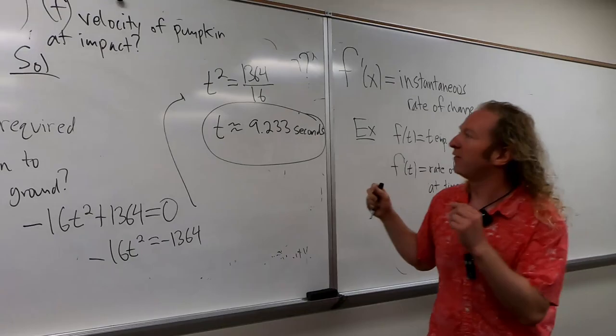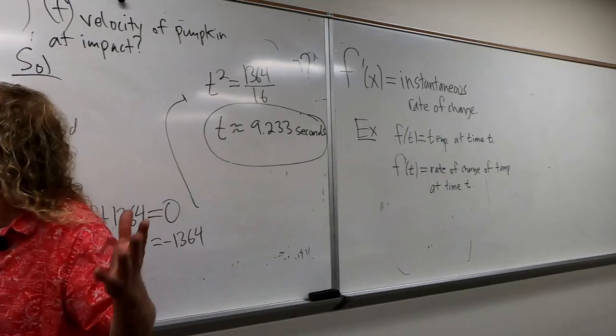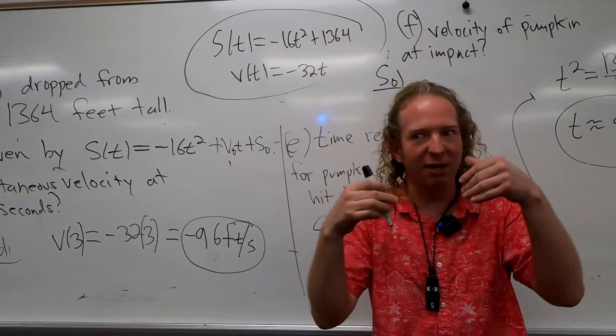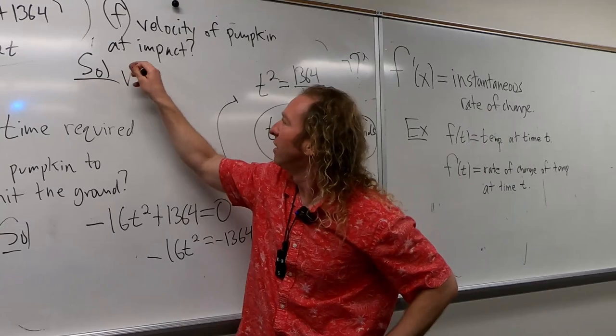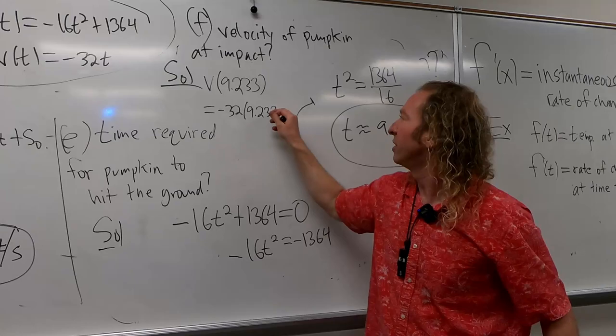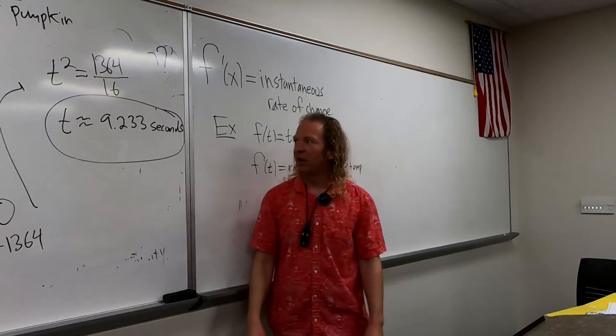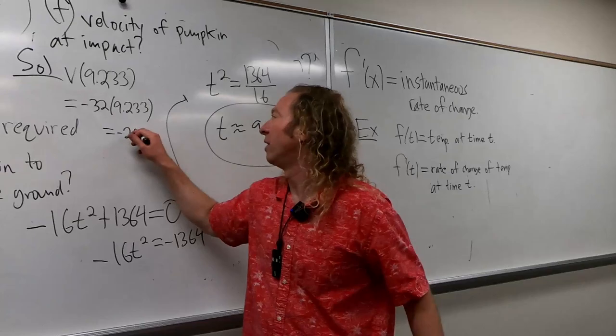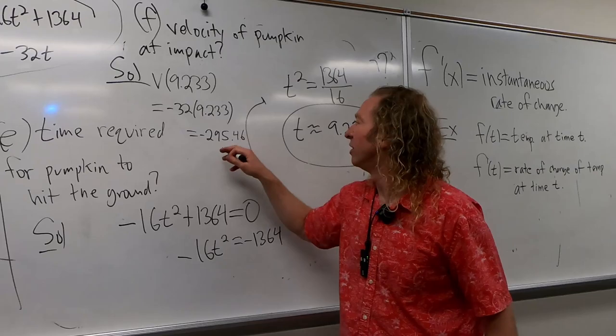So to find the velocity of impact, we just take the time and plug it in to which function? The position function or the velocity function? Velocity function, right? Because we want the velocity at impact. So all you do is take this number and plug it in there. So it'd be V of 9.233. That's going to be negative 32 times 9.233. I forgot my calculator. Negative 295.46. Okay, that matches what I have in my notes.